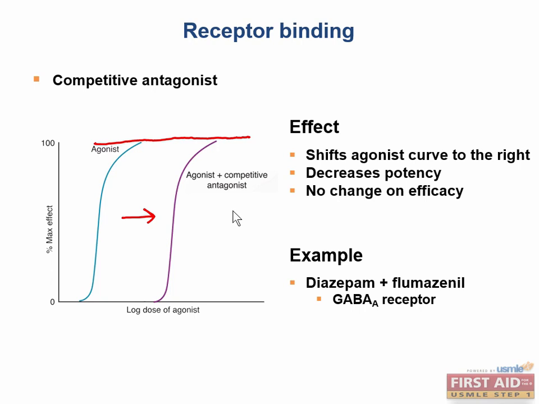Well, if you're thinking flumazenil, a benzodiazepine competitive antagonist, you'd be correct. Flumazenil is going to decrease the maximal effect at a given dose. Hence, it's going to be beneficial in diazepam overdose. So you'll just need to shift the curve to the right in the example of diazepam plus flumazenil.